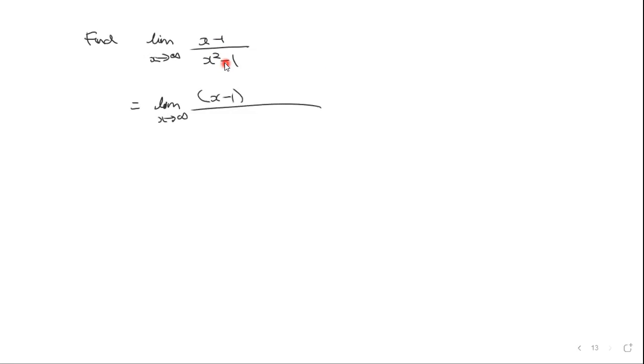And x squared minus 1 is something you should definitely know how to factorize. It's a difference of squares. Remember, a squared minus b squared equals (a plus b)(a minus b). And you might recall doing that quite a few times in times past.